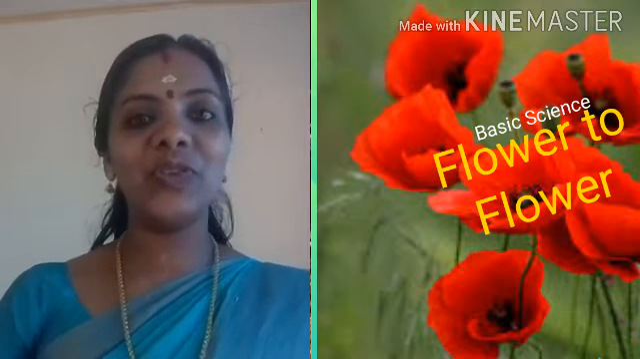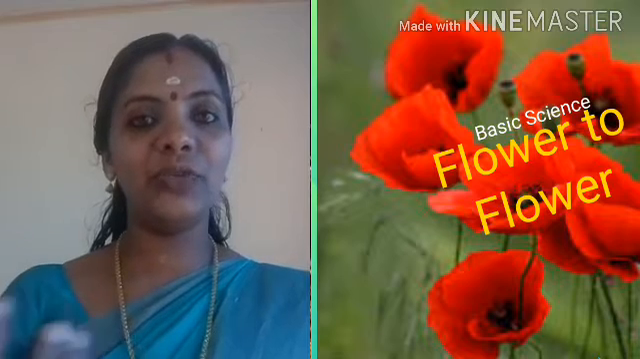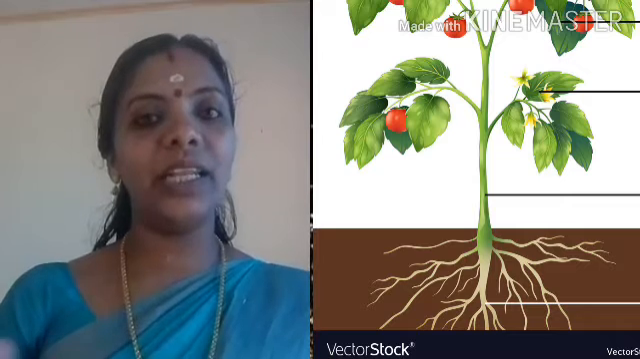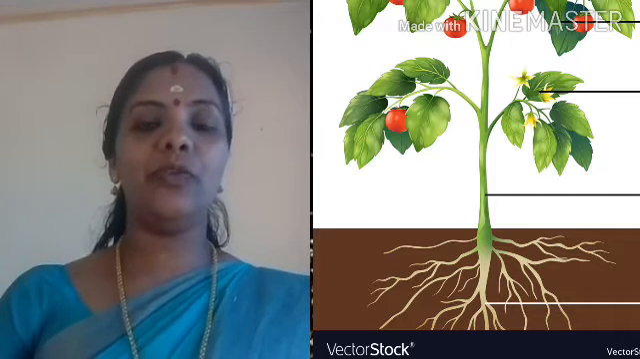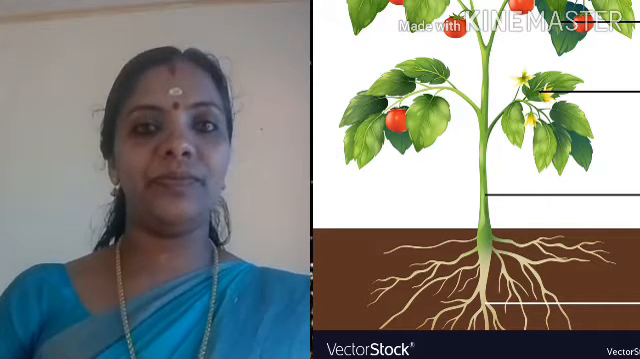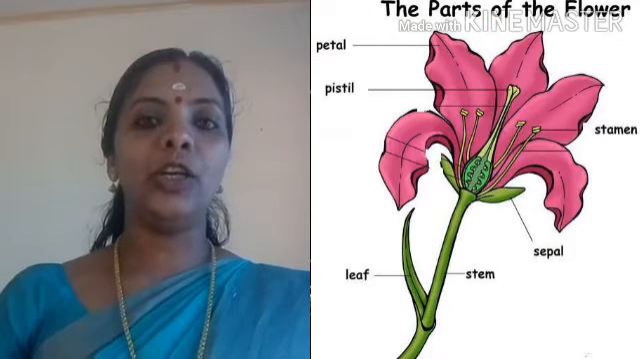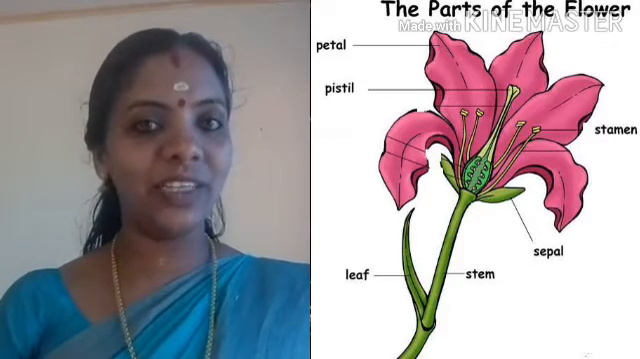Today we are going to start our third chapter. Name of the chapter is Flower to Flower. We know which are the different parts of a plant. The different parts have different functions. The root absorbs water and minerals from the soil and transports these to the leaves for photosynthesis. The stem holds the plant upright. We are going to learn the important parts and functions of the flowers. Shall we go to the chapter?